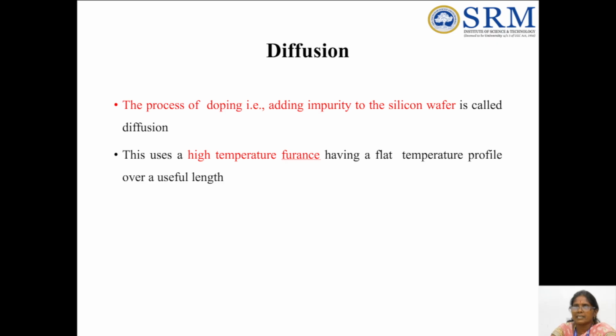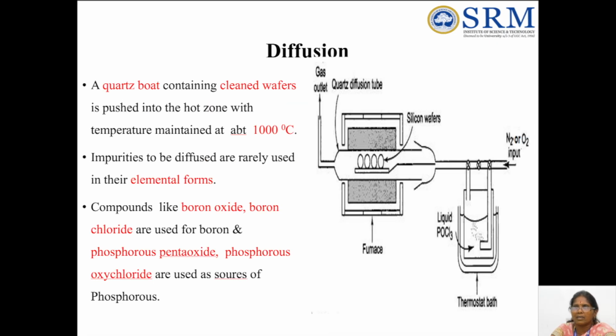Next topic is diffusion. The process of doping, that is adding the impurity to the silicon wafer, is called diffusion. This uses a high temperature furnace, giving a flat temperature profile over a useful length. Diffusion means a quartz boat containing cleaned wafers is pushed into the hot zone with the temperature maintained at 1000 degrees Celsius. Impurities to be diffused are rarely used in their elemental forms.